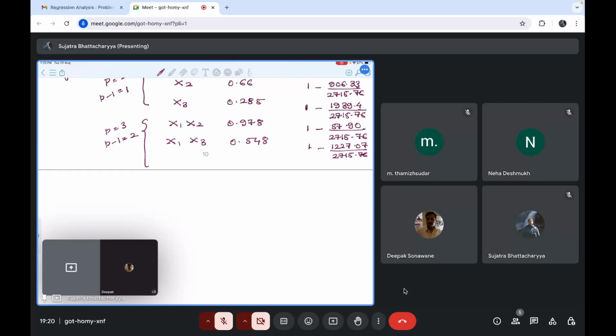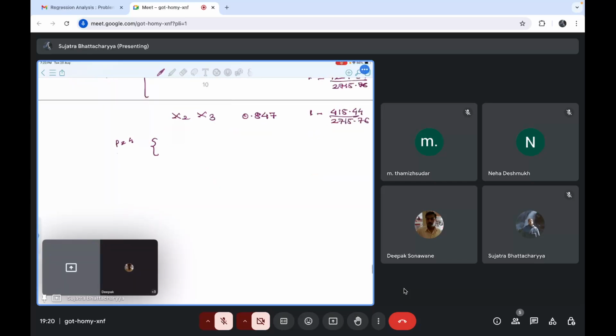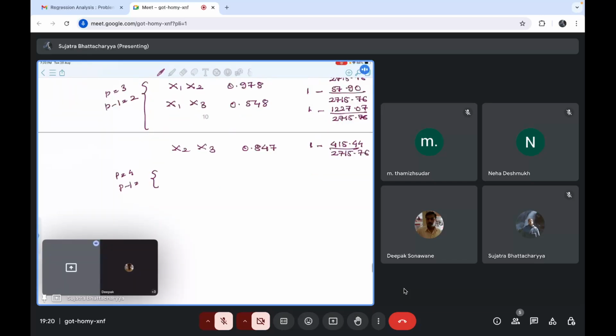Next is X2, X3, which I am just now writing. It is 0.847, that is 1 minus 415.44 divided by 2715.76. And finally, for p equal to 4, that is p minus 1 equal to 3, all three regressors, it is 1 minus 48.11 divided by 2715.76.